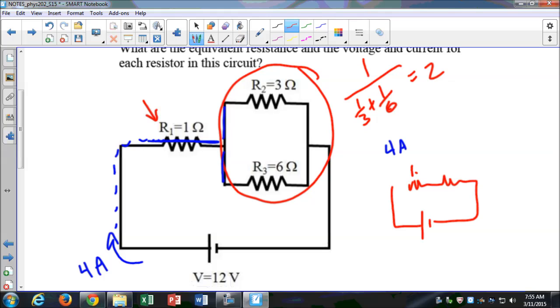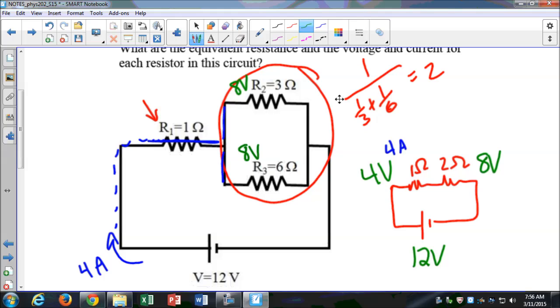This was 1 ohm, and this is 2 ohms for the circuit diagram. So I have 4 amps there. That means that I have V equals IR. I have 4 volts there. And because I have 12 volts here, that means I have 8 volts across this other resistor. So that means I have 8 volts here and 8 volts here.